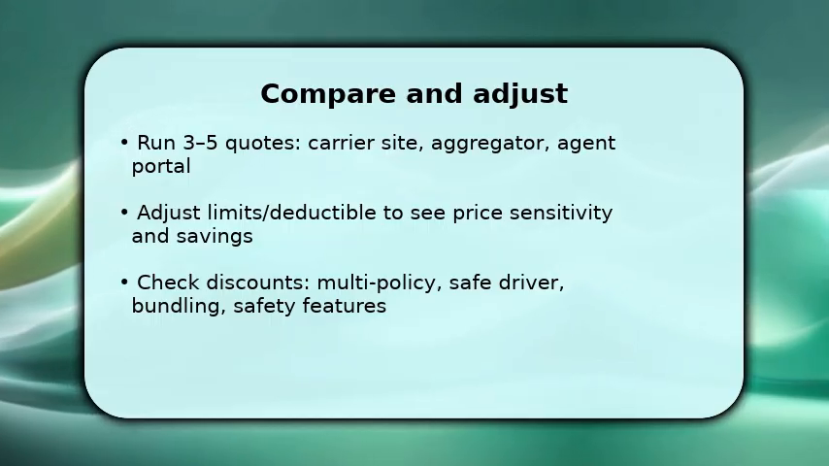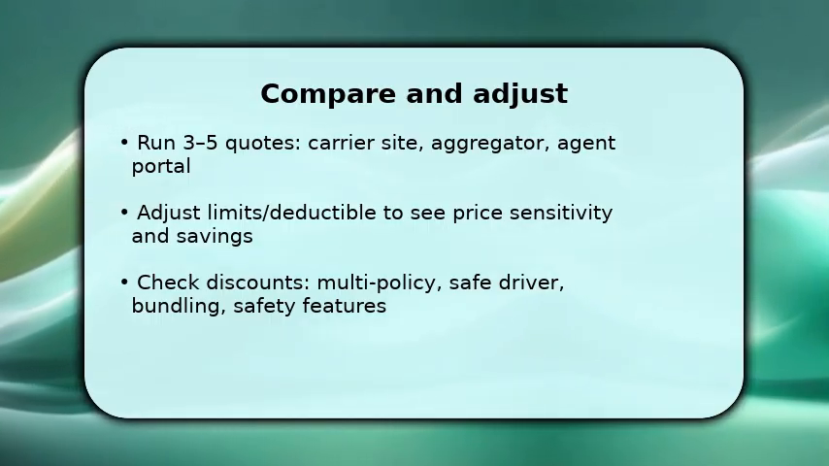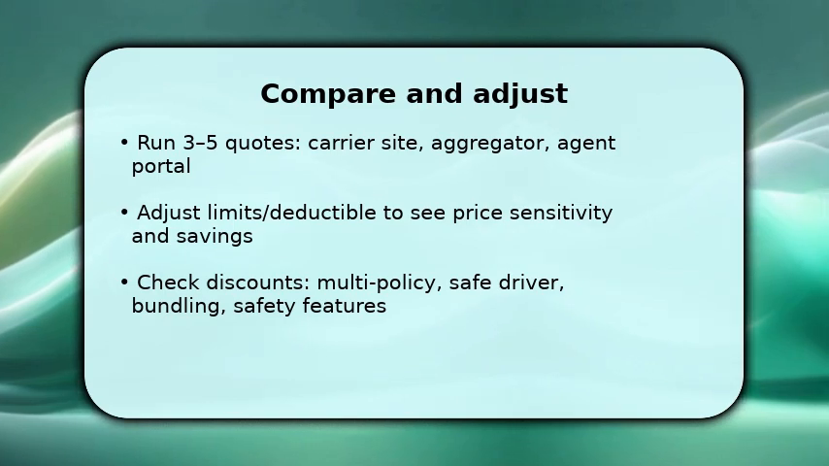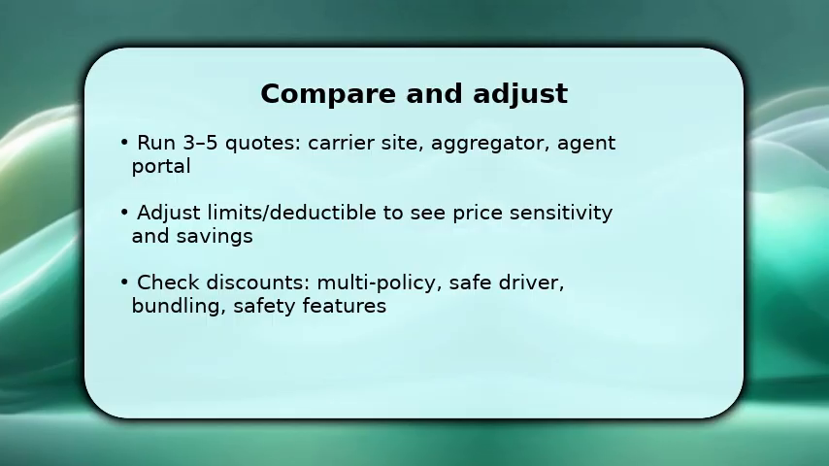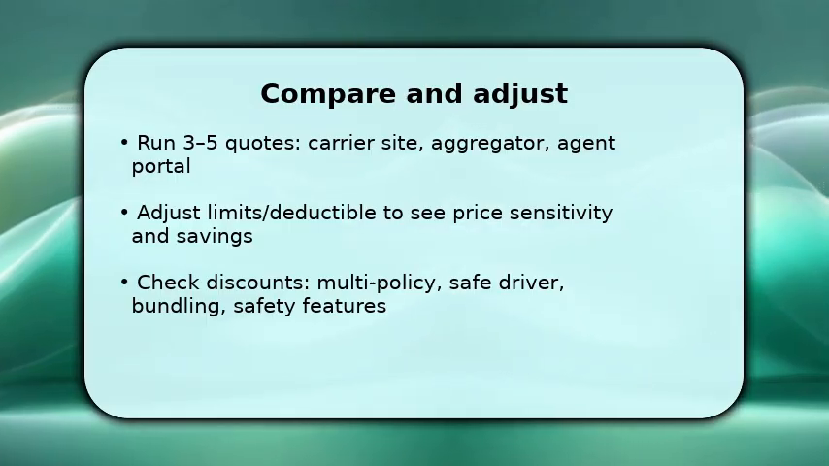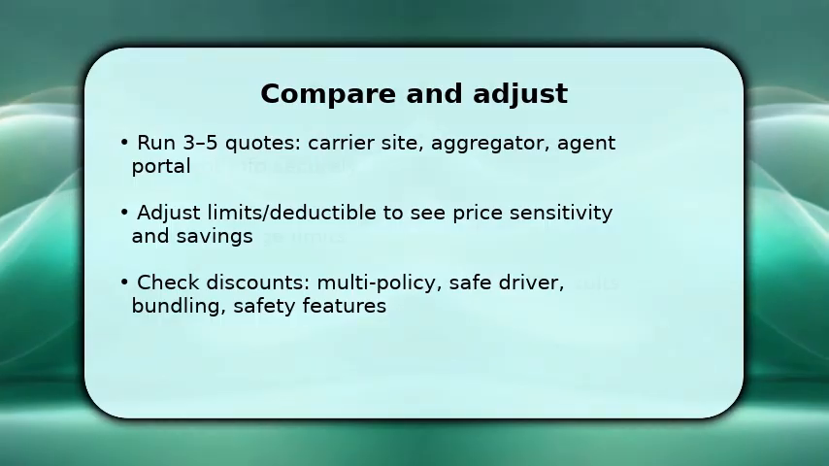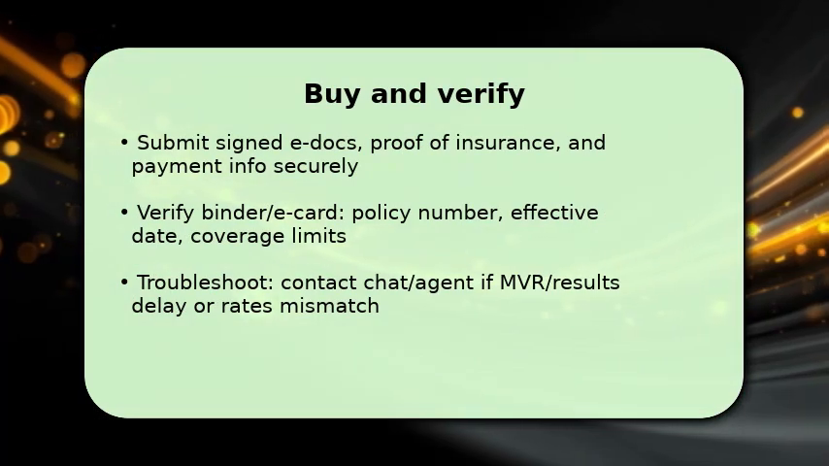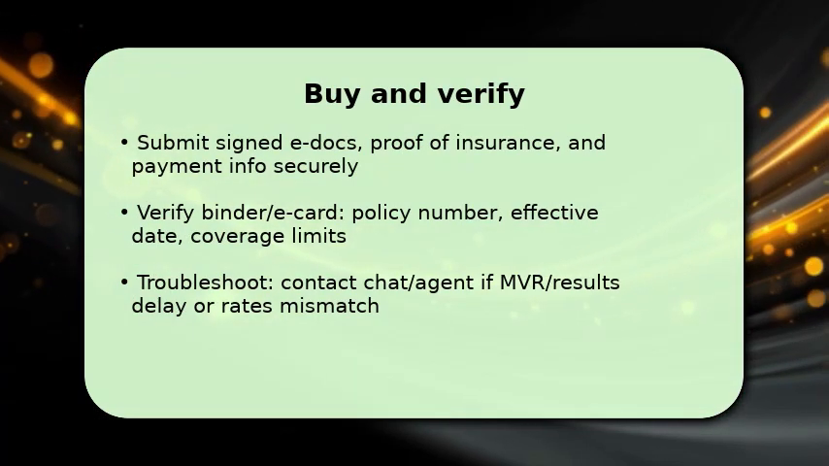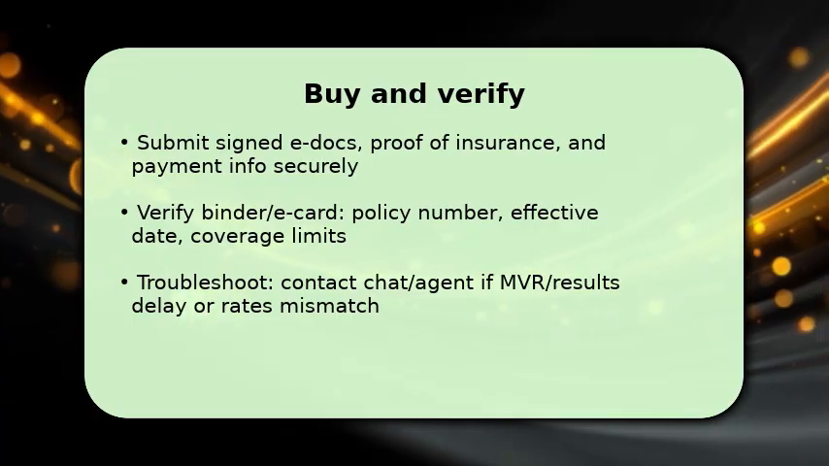Once you identify a favorable option, read the coverage summary line by line to confirm exclusions and endorsements before moving to purchase, so you avoid surprises at claim time. You complete purchase by uploading proof documents and securely entering payment. Choose EFT, card, or split payments as allowed.